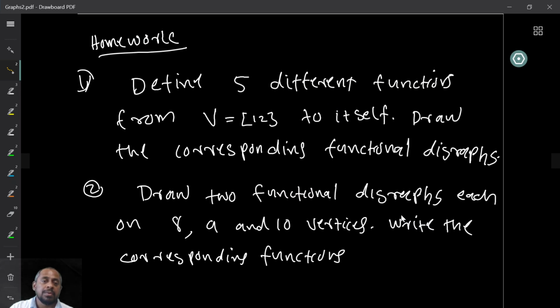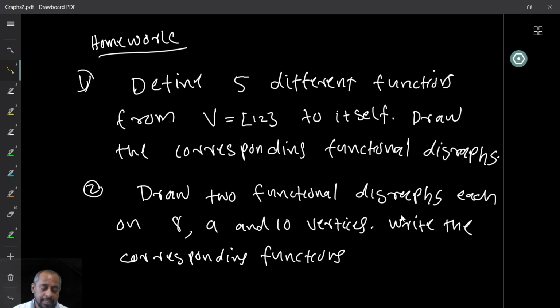Now a couple of homework questions. The first one is to define 5 different functions from the vertex set 1 to 12 to itself. Once you define these functions, you draw the corresponding functional digraphs. For each function you define the corresponding functional digraph, and then try to study some properties of this. Can you see something about this?